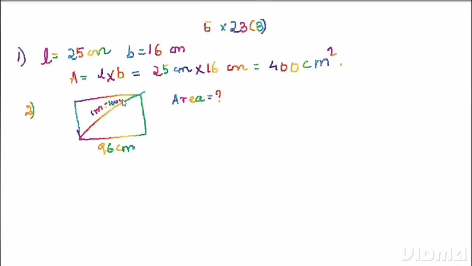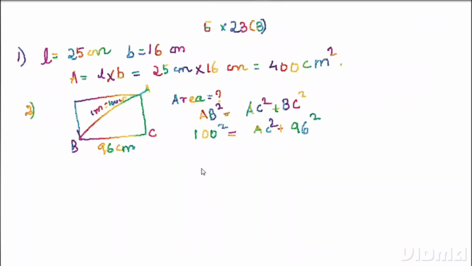Yes. So now can I use Pythagoras theorem? If I say this as ABC, you know that in Pythagoras theorem, hypotenuse square is equal to perpendicular square plus base square. So what is AB? It is the hypotenuse. So this is 100 square, that is equal to AC square plus BC square. BC is the base, so base square is 96 square.